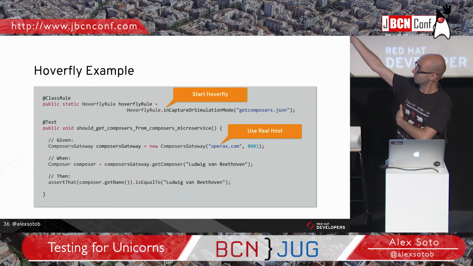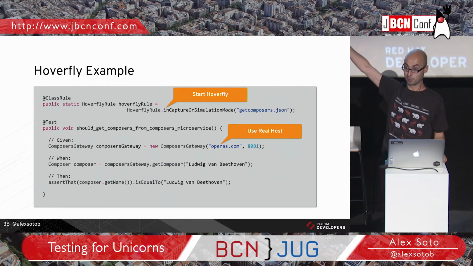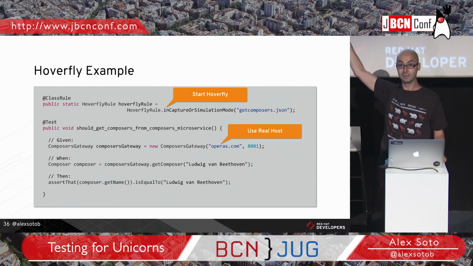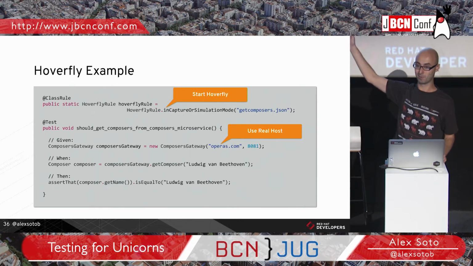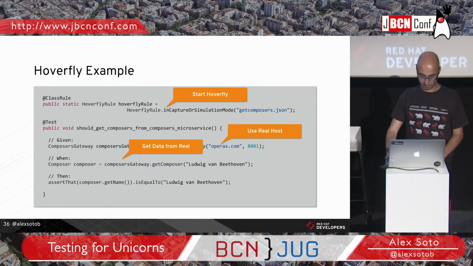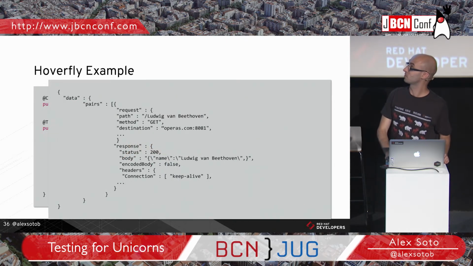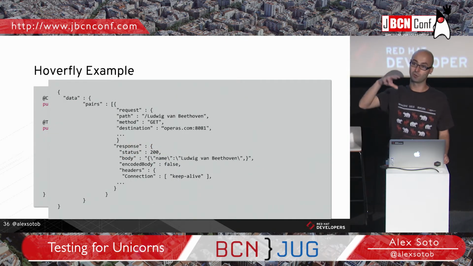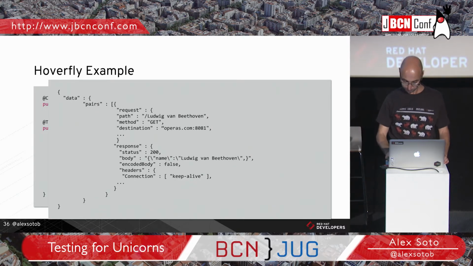Notice that here I'm using operas.com in my class. I don't need to put the IP of the proxy here, because all the JDK proxy settings are redirected to use the Hoverfly proxy. So operas.com will go directly to the Hoverfly proxy. Then I get data from the real service. This is the first time that I run it. And I get something like this. This is what is stored inside the Hoverfly proxy. You see that there is the request and the response.